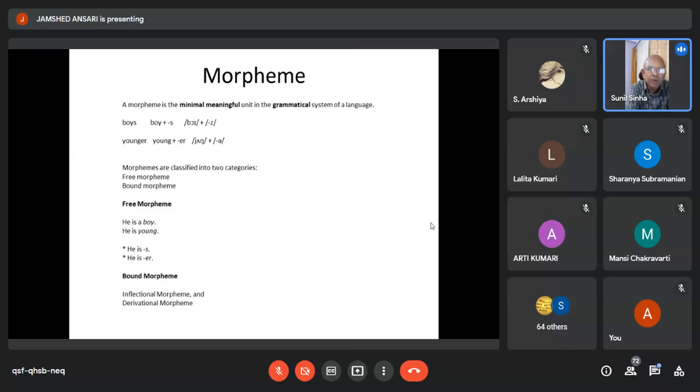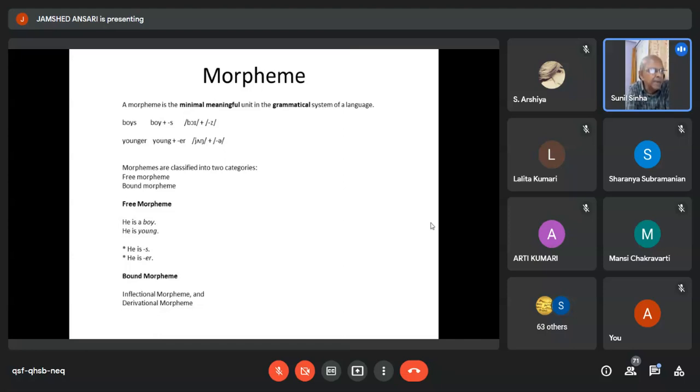In boys, we have got two morphemes, boy and z. In younger, we have got two morphemes, young and er. And these morphemes have a meaning. Boy has a meaning, z has a meaning. Young has a meaning, er has a meaning. And they belong to the grammatical system of the English language.